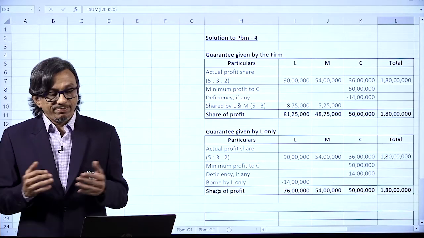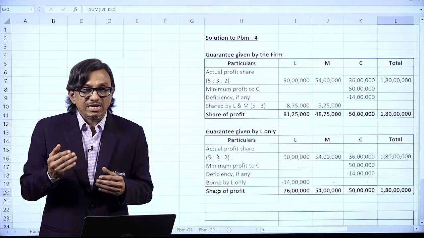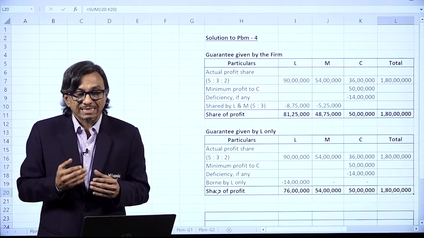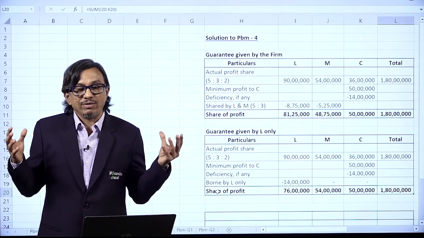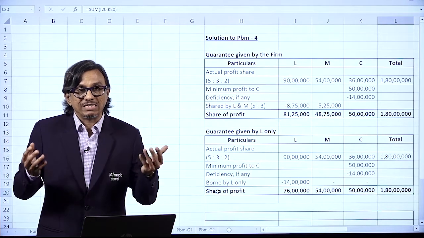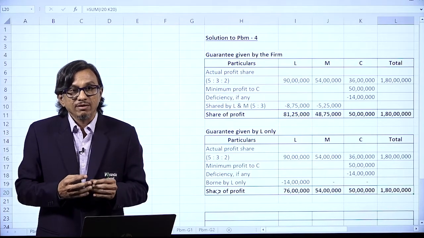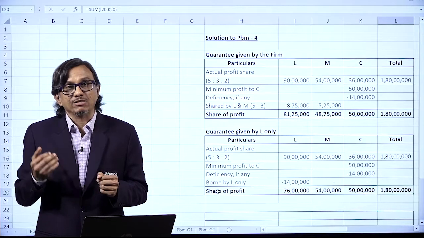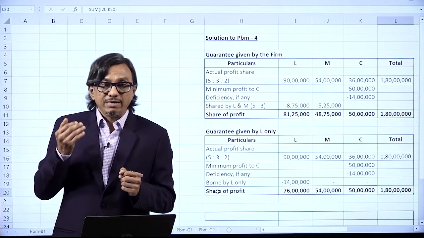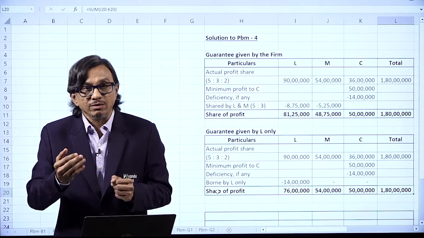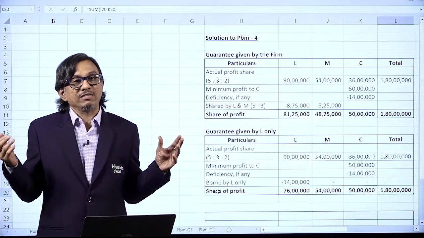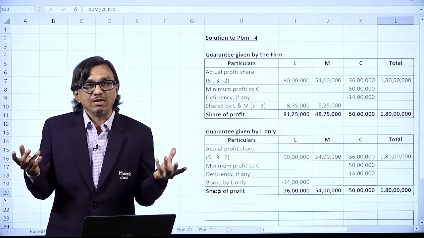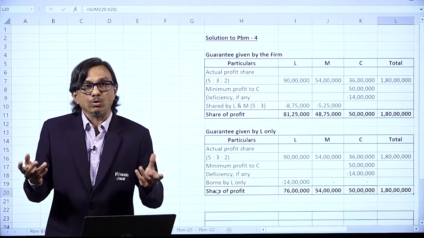So what will happen? L's profit share will get reduced to 76 lakhs, C's capital account will be credited by 50 lakhs. In the case of the first situation, we have to debit L 8,75,000, debit M 5,25,000, credit C 14 lakhs. That is how we should have made the journal entry. But journal entry was not asked in the question, so we are not doing it.